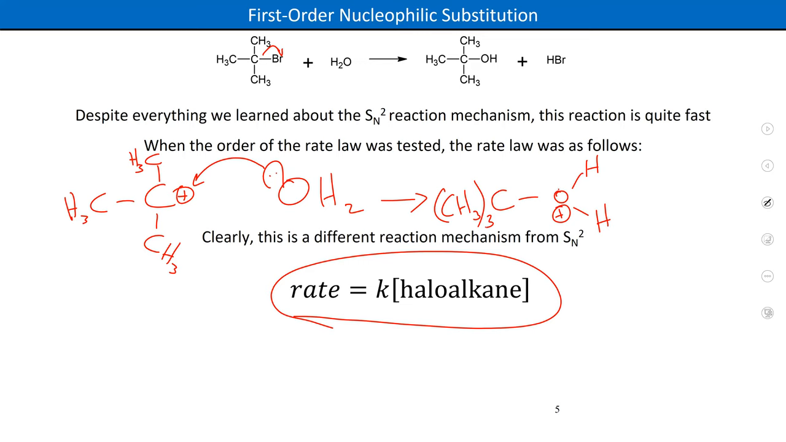So then the last step, the reason you wind up with HBr as a product, is because we're going to do a quick proton transfer just with whatever is around. It doesn't actually have to be the bromide.